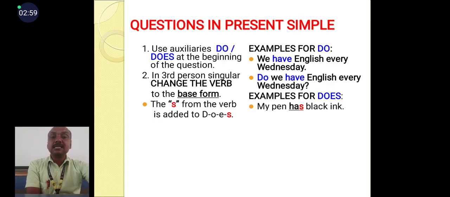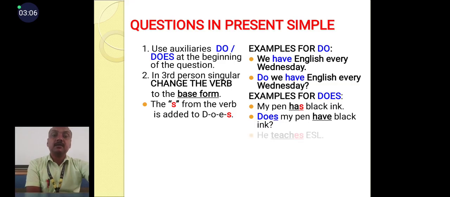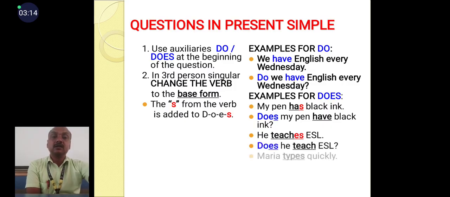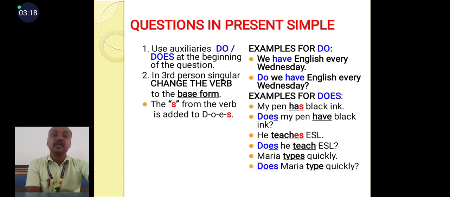So, my pen has black ink. The question will be, does my pen have black ink? And he teaches ESL. Does he teach ESL? Maria types quickly. So the question for this sentence is, does Maria type quickly? Right. So just split the main verb types as does plus type. Just bring the auxiliary verb does in front of the subject to frame questions.